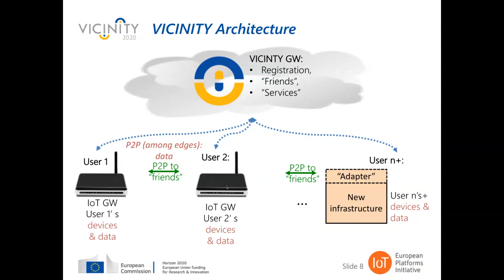To integrate new infrastructures, we need a small adapter, a small piece of software that creates an interface to the VICINITY gateway and to the peer-to-peer network. That is a piece of software that can be quickly written and for which we have a lot of templates. Below this adapter, we can create new infrastructures that can be fridges, whatever you like, that can then be integrated in the VICINITY cloud.